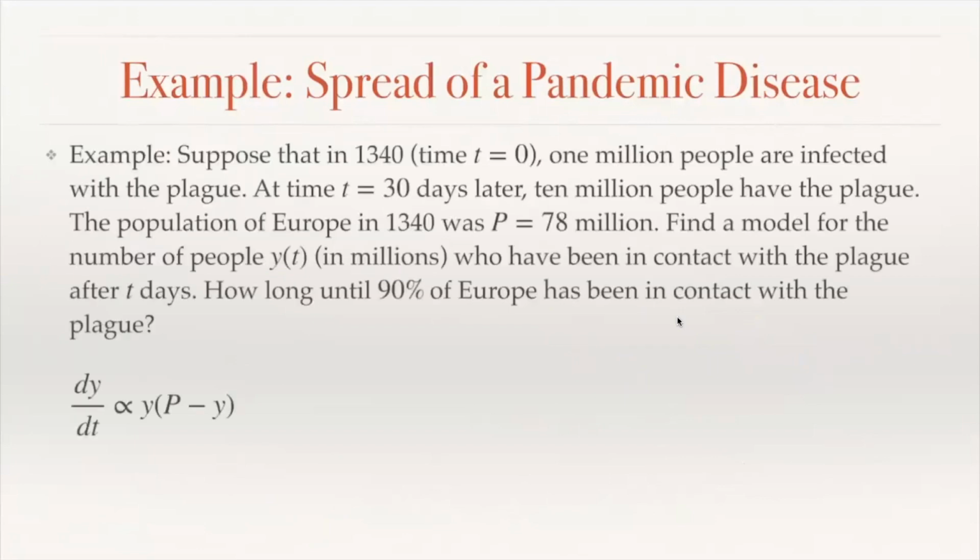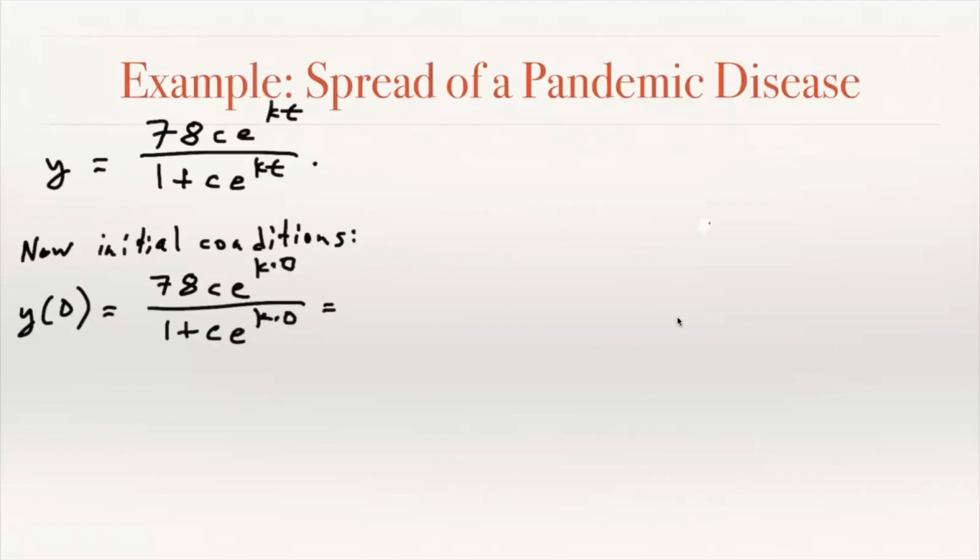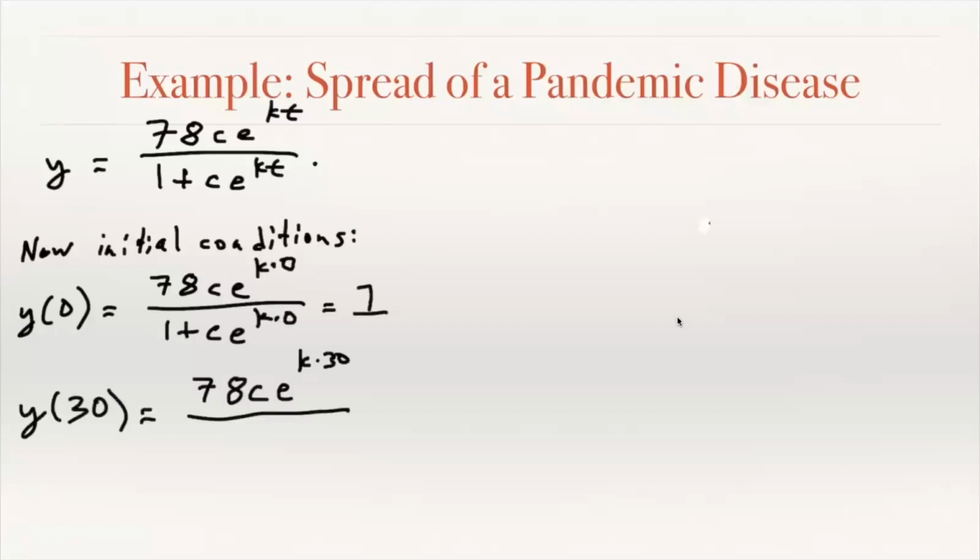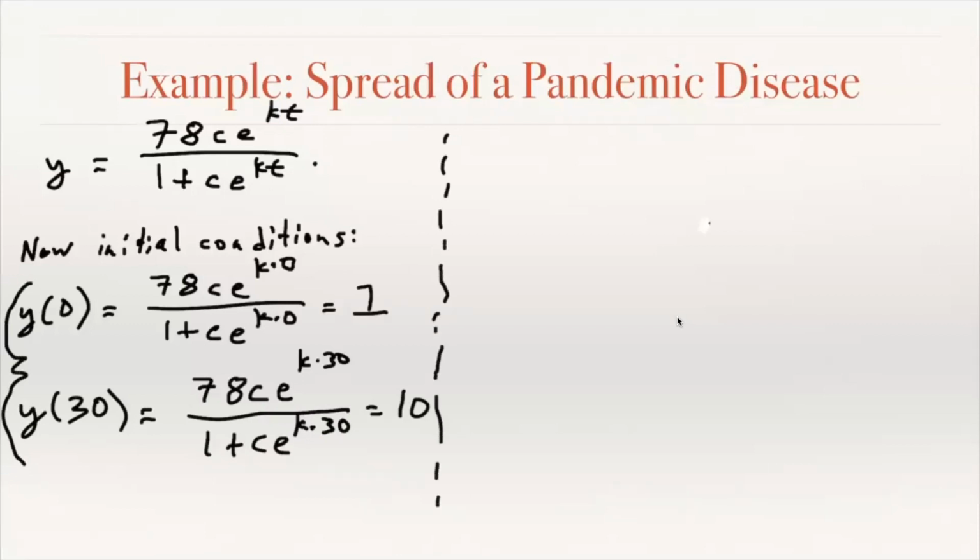So what were those initial conditions? Well, at time t equals 0, there were 1 million people infected. Remember, our output is in millions, so we would just say that y of 0 is 1. And at time t equals 30, 10 million people were infected, so y of 30 is 10. So plugging in, we have that that is the case. That begets our two equations from which we can then solve for c and k.